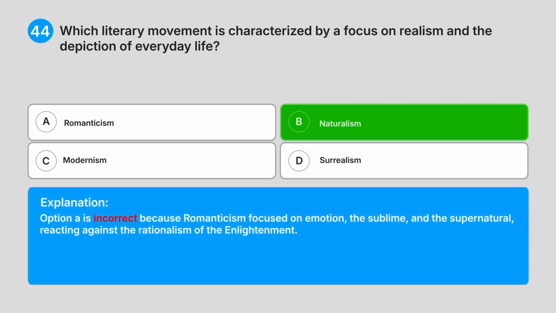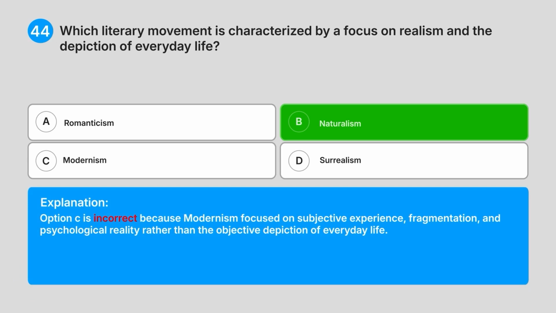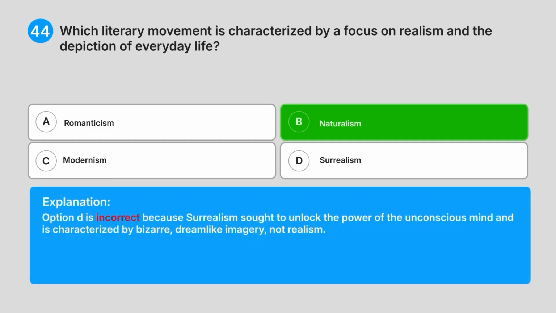Option A is incorrect because Romanticism focused on emotion, the sublime and the supernatural, reacting against the rationalism of the Enlightenment. Option C is incorrect because Modernism focused on subjective experience, fragmentation, and psychological reality rather than the objective depiction of everyday life. Option D is incorrect because Surrealism sought to unlock the power of the unconscious mind and is characterized by bizarre, dreamlike imagery, not realism.